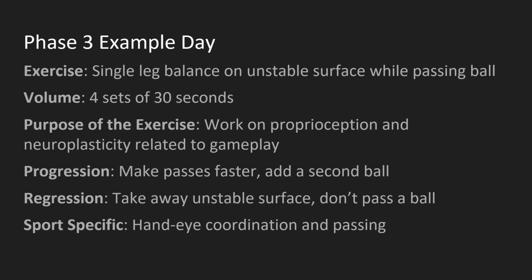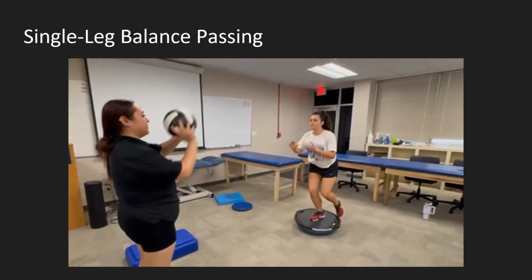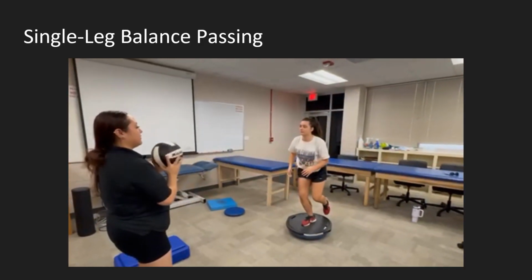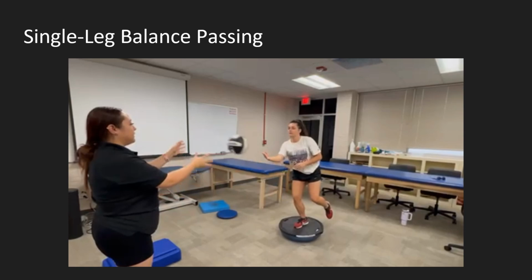So we want to progress it by making the passes faster or adding even a second ball, a second passer coming from different directions. To regress, we can take away the unstable surface or regress to an RX pad, or we can include not passing a ball, so just regular single leg balance. For sport specificity, we're talking about hand-eye coordination and passing. Here's a video of what that will look like. So this is single leg with the ball passing.